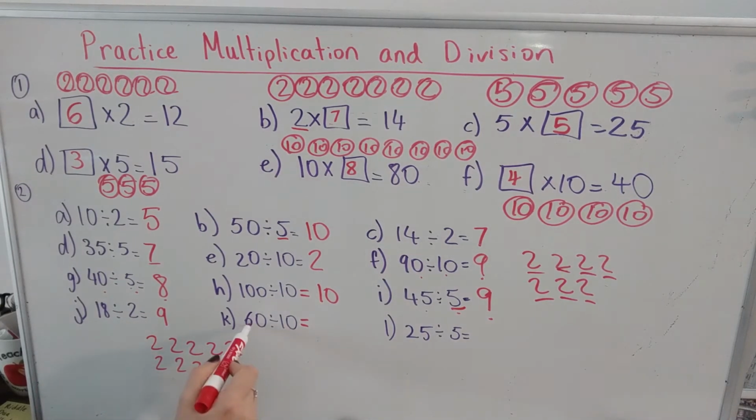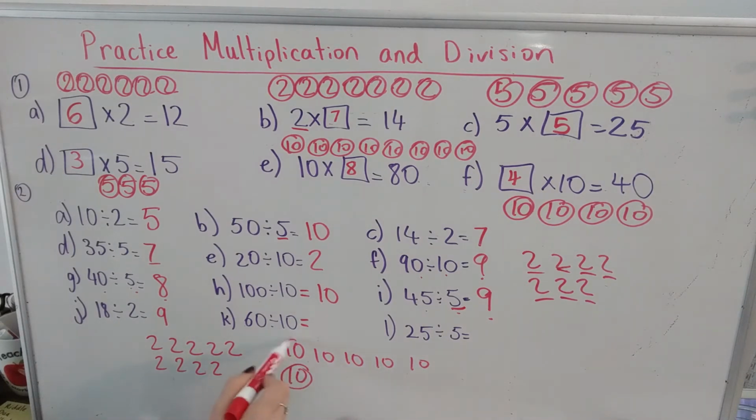How many 10s are inside of 60? 10, 20, 30, 40, 50, 60. How many groups of 10 was that? That's 6 groups of 10.